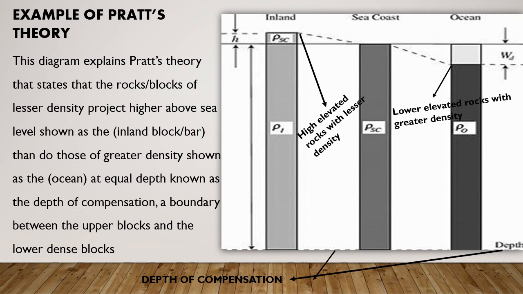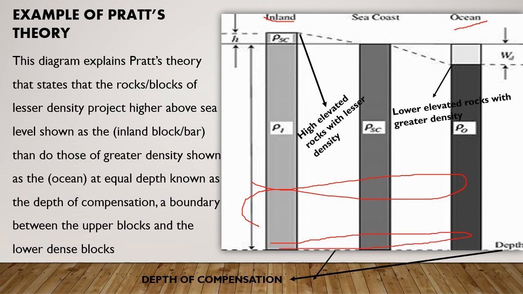Let us look at his example. This diagram explains Pratt's theory, which states that rock blocks of lesser density project higher above sea level, shown as the inland, than those of greater density, shown as the ocean floors, at an equal depth known as the depth of compensation. Depth of compensation: a boundary between the upper blocks and the lower dense blocks.